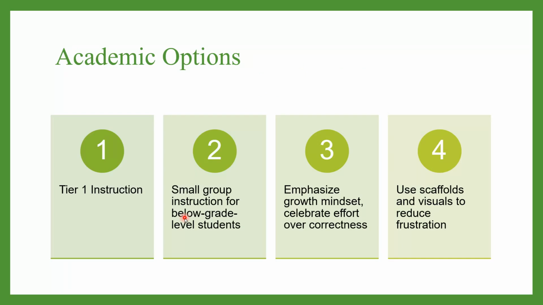Some of the academic options is making sure that teachers are teaching tier 1 instruction. You must start from the basics. We can't go any further until tier 1 instruction is utilized in the classroom. And then from tier 1, you identify those kids and move them into small groups and so forth and so on.